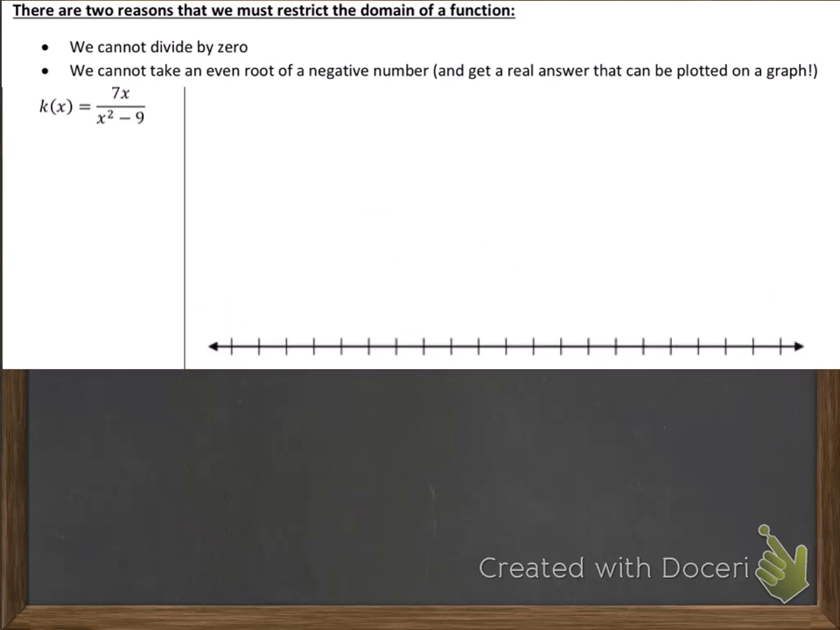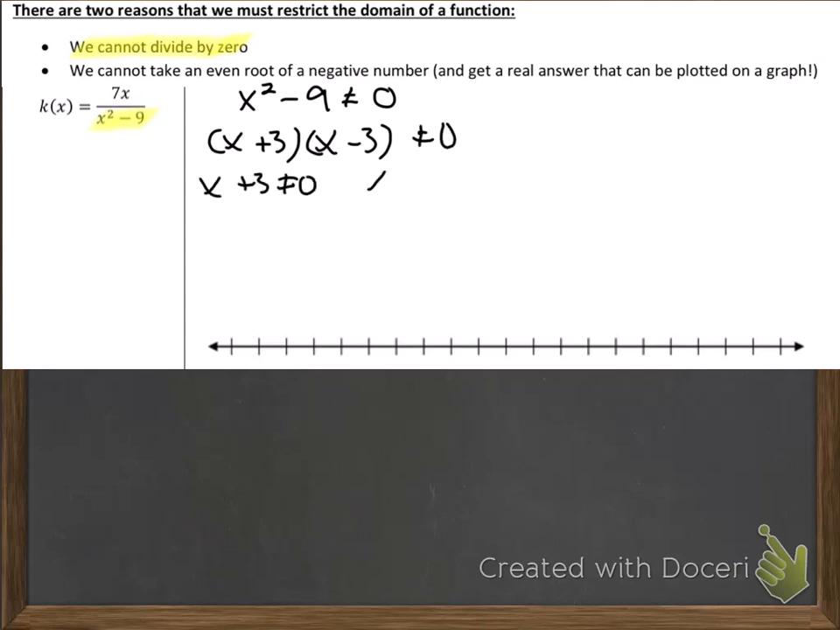If we look at k of x equals 7x over x squared minus 9, again, we have a possibility of dividing by 0. So we have to take that denominator and say, wait a minute, we can't let that be equal to 0. x squared minus 9 is a difference of squares, which can be factored as x plus 3 times x minus 3. We take both of those linear terms and say that they cannot be equal to 0. Solving both of them for x, we say that x cannot be equal to either negative 3 or positive 3.